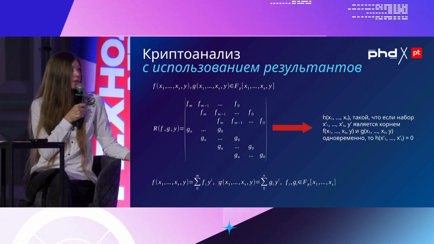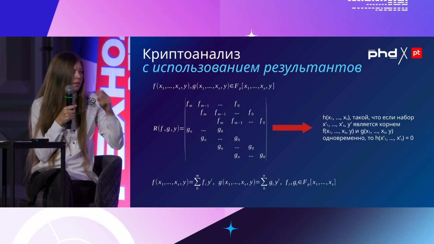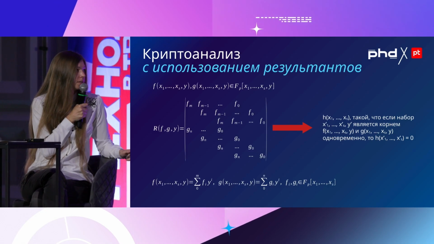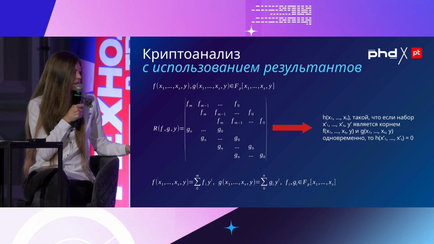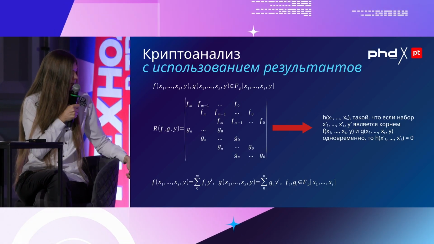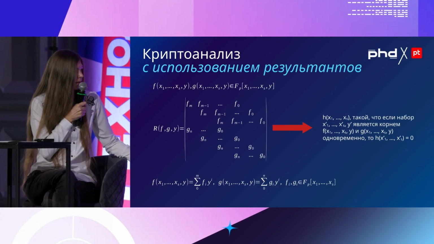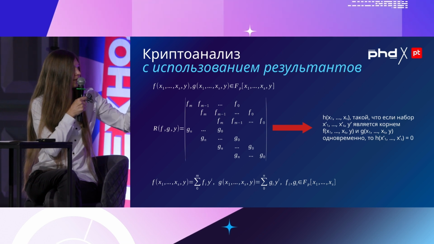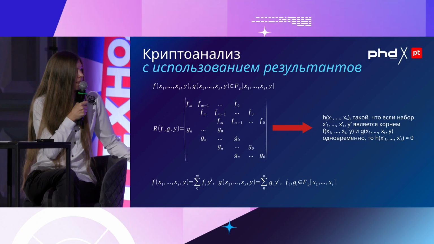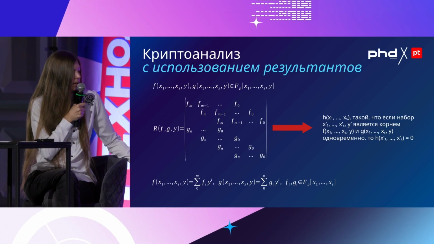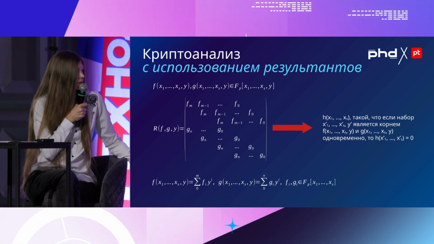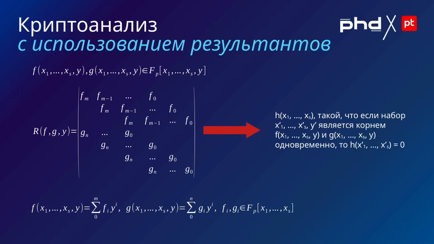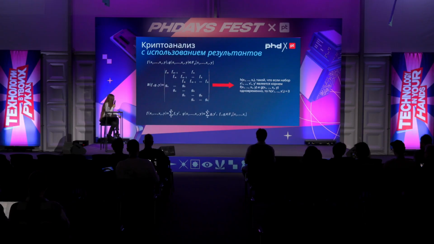Another interesting approach is cryptanalysis using resultants. The resultant is the determinant of the Sylvester matrix of the following form. Let's look at the usage of resultants for cryptanalysis. We see here two polynomials in x1, x2, y, z. We can represent them as polynomials of y, where the variable x is treated as a coefficient of y to some power, as the bottom line shows.